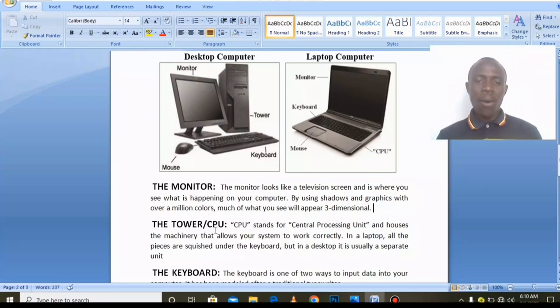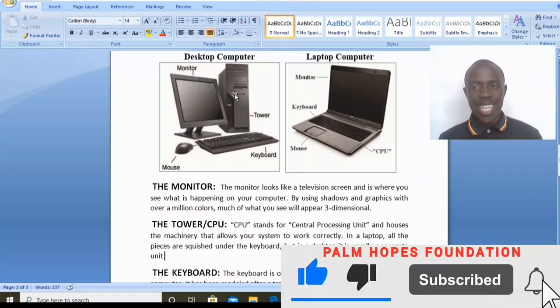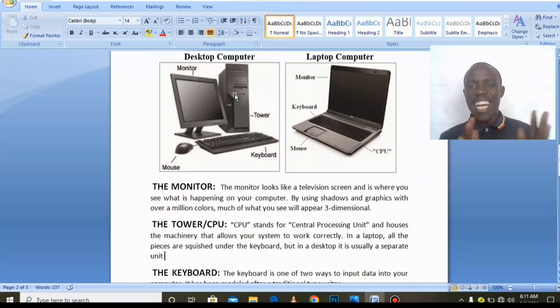Now the tower, or what we call the CPU. CPU stands for Central Processing Unit, and houses the machinery that allows your system to work correctly. In a laptop, all the pieces are squashed under the keyboard, but in a desktop, it is usually a separate unit. So what do they mean here? Most people call the tower a CPU in layman's language. But in ICT, as I'm making this computer subject very easy for us all, this one is called a computer system case.